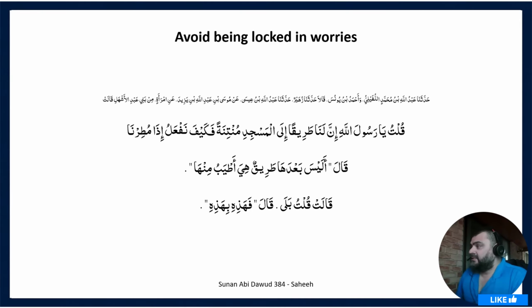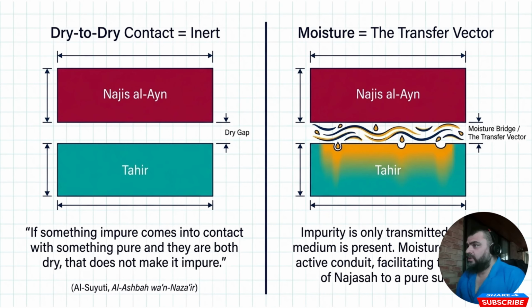So, with this context, let's move on to the ways of transfer. Generally, when the two objects are dry, the najasa is not considered to have transferred. This is to remove the waswasa. If you are assuming that there might be some najasa in here, but I can't see it, then don't be worried about it.